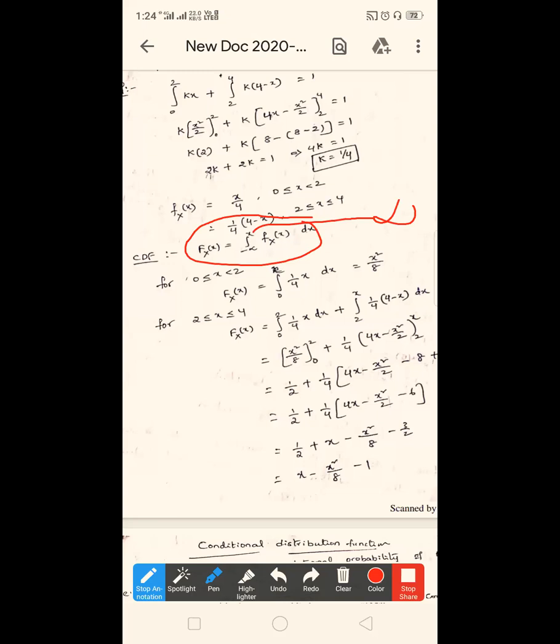So that is not the correct method. Already in the previous class, I told you that the upper limit must be x only, because we are finding the cumulative distribution function. Cumulative distribution function must be in terms of x. That means you have to get the answer in terms of x. Answer should not be a numerical value.